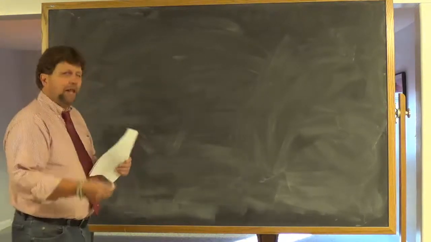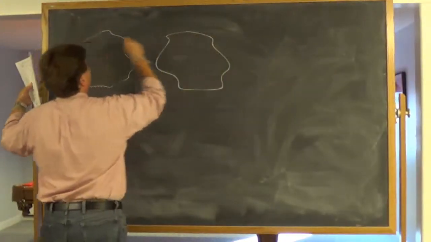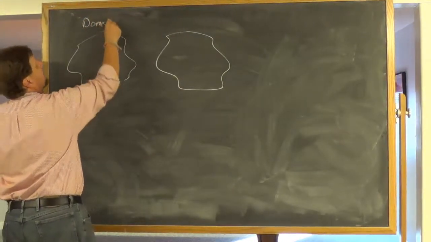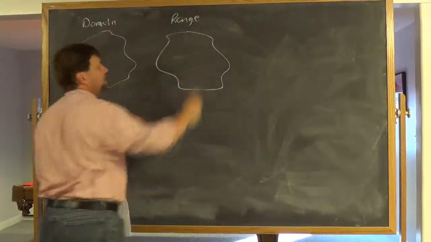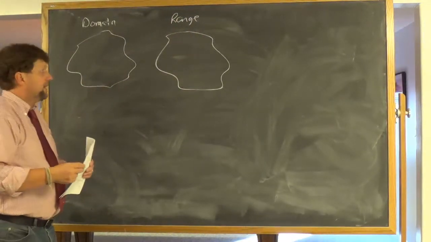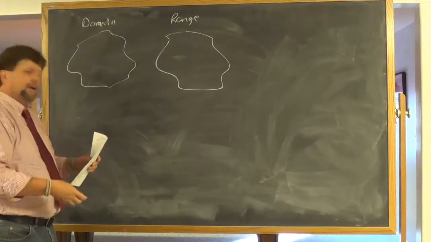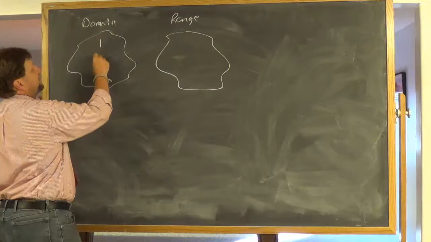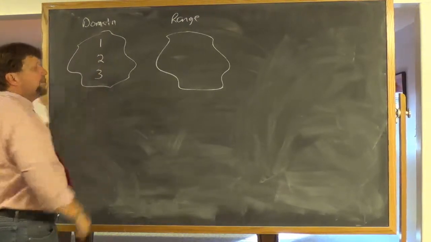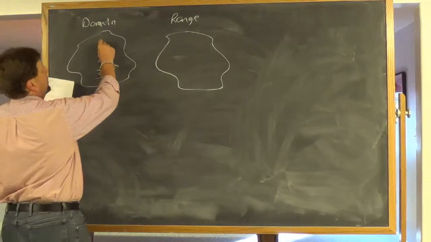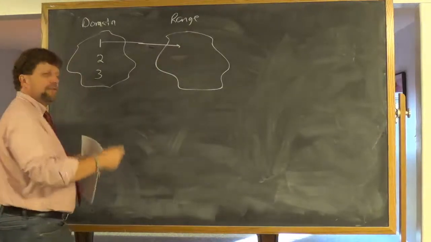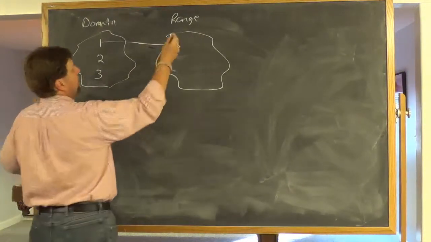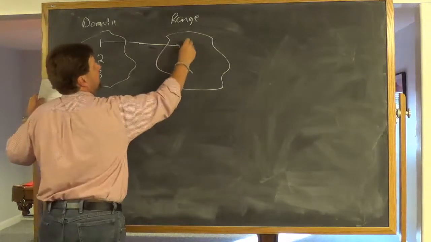Well, if I draw a blob, I call it a blob diagram, this first blob will represent the domain and the second blob is the range. This is what that definition is saying a function would look like. Let me pick a few numbers in the domain, 1, 2, and 3. A function could send the number 1 over to a corresponding element in the range. Let's say it sends it to the number 3.